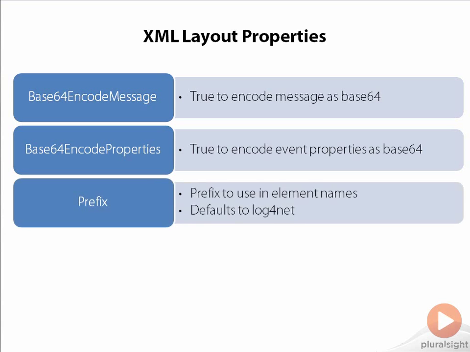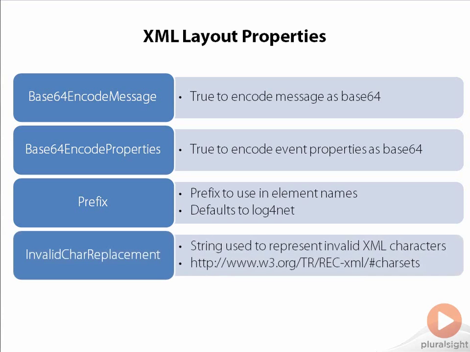The value of the prefix property defaults to the string log4net. The invalid char replacement property is a string that log4net uses to represent invalid XML characters inside of the XML element it generates from the log event. By default, this property value is simply a question mark. You can learn more about which characters can't be represented as valid XML at the URL on your screen.